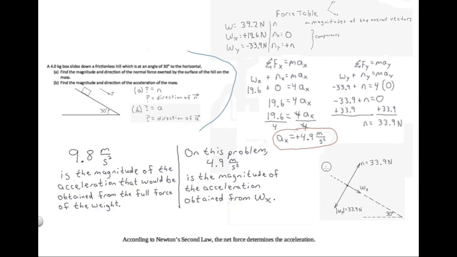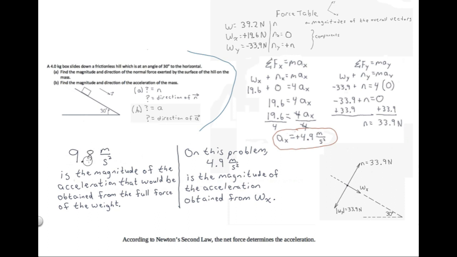Now, what about the magnitude of this result? Why does that make sense? Well, for this problem, it is interesting to compare our result for a sub x with free fall acceleration, 9.8 meters per second squared. Notice that the magnitude of our result is less than free fall acceleration. Why does that make sense? Does it make sense that our result is less than free fall acceleration?